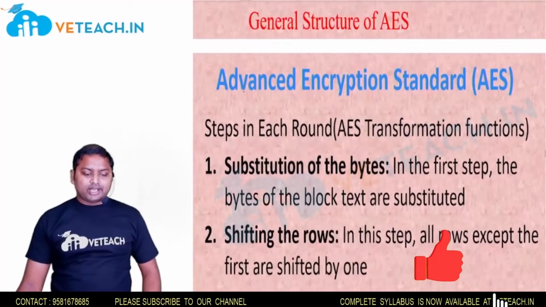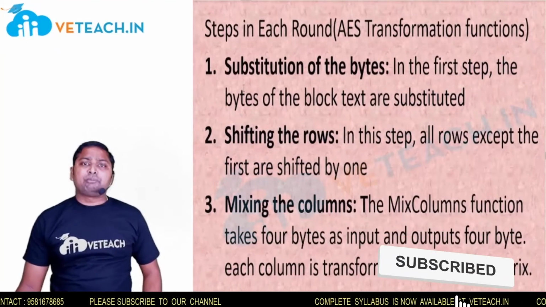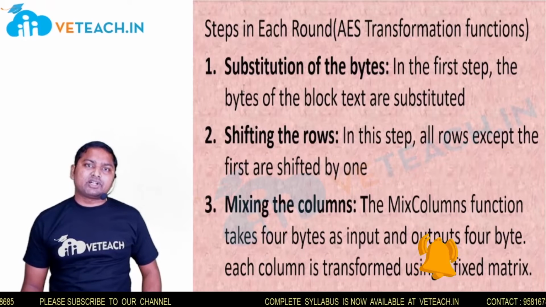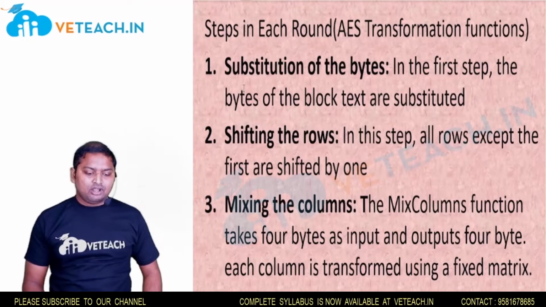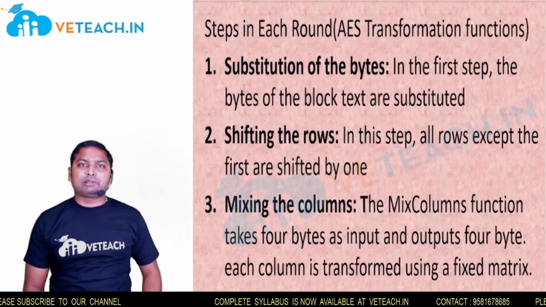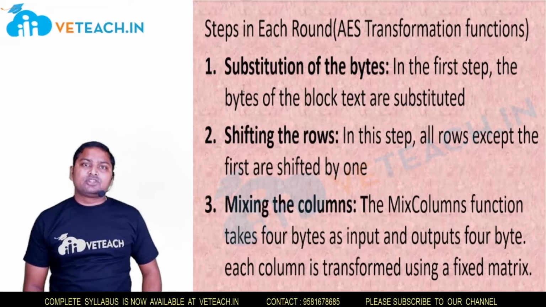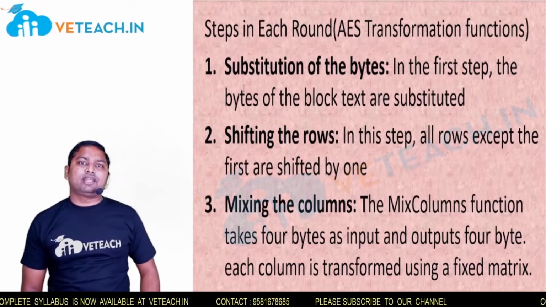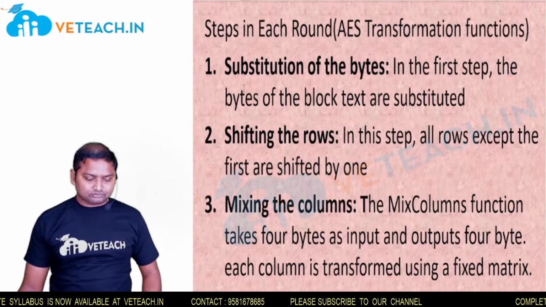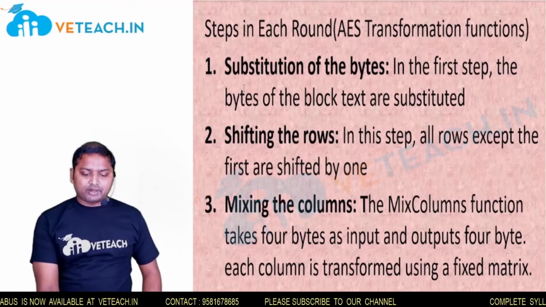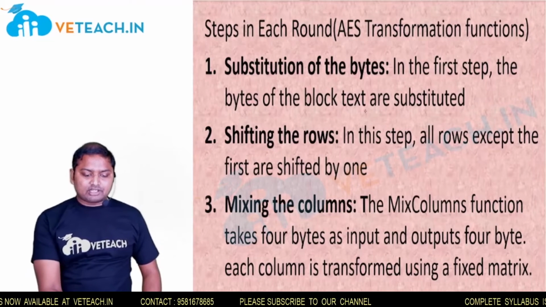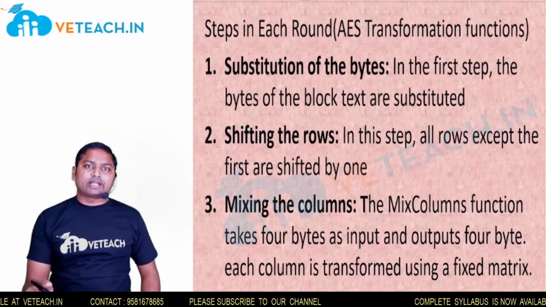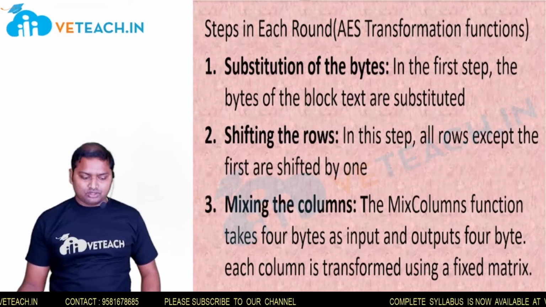Now, in Advanced Encryption Standard, mainly you have 4 steps. By using these 4 steps, you convert your plain text into cipher text. The first one is substitution of the bytes. Second, shifting the rows. Third, mixing the columns. And finally, add round key. Coming to substitution of the bytes, in the first step, the bytes of the block text are substituted, meaning you are replacing them with another value.